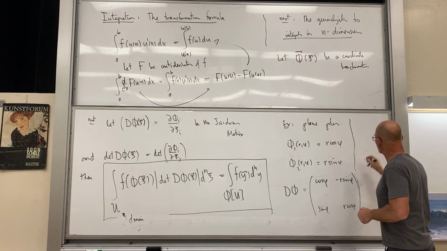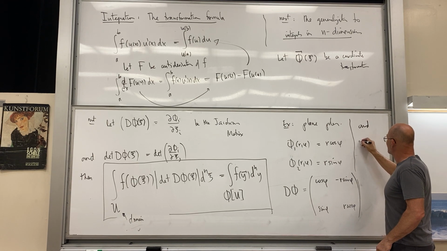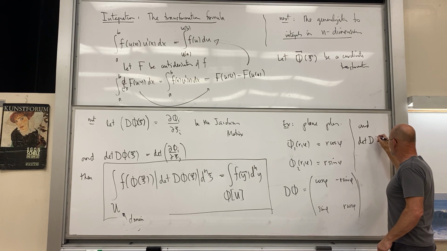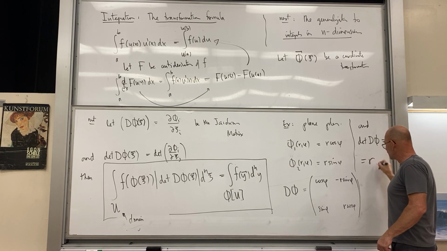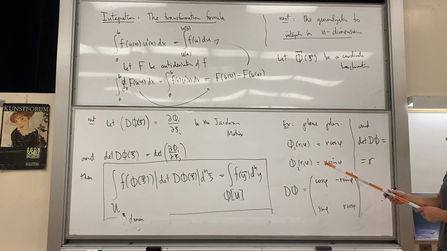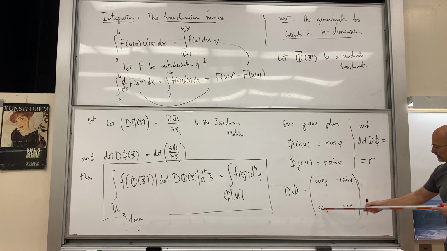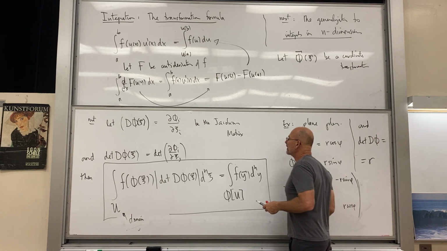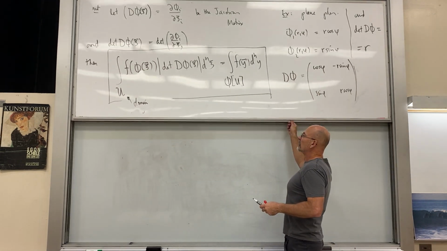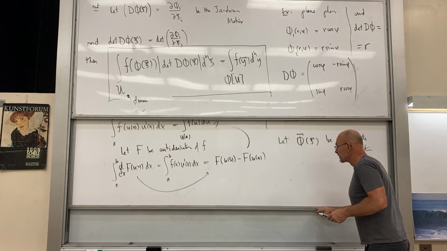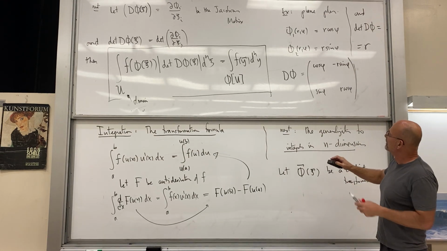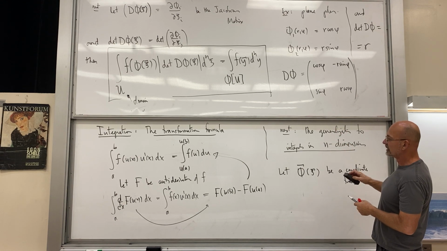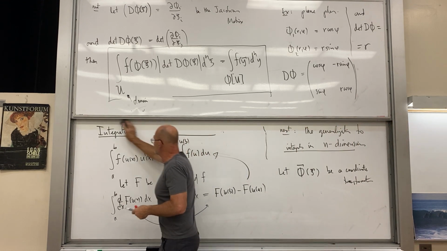I'll squeeze that in right here. And the determinant of d phi is simply equal to r. So make sure you see how I did this. This was the 1, 1, 1, 2, 2, 1, 2, 2 component of a 2 by 2 matrix. So when we have that, right underneath this integral here, I'll get rid of this now.